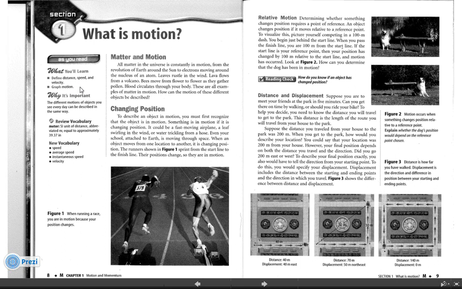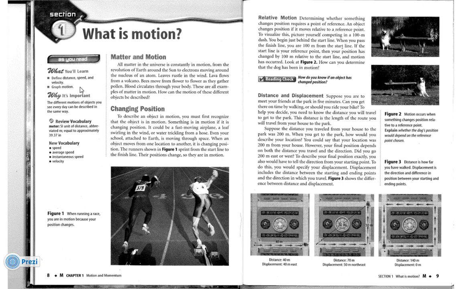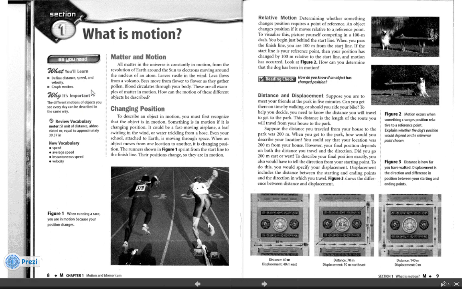This is very math related, and it's not difficult math. So it'll help you understand why you're doing some of the things you're doing in math. Why it's important that different motions of objects you see every day can be described in the same way. And we need to remember our units of distance, our King Henry line, and then here's our new vocabulary. Speed, average speed, instantaneous speed, and velocity.